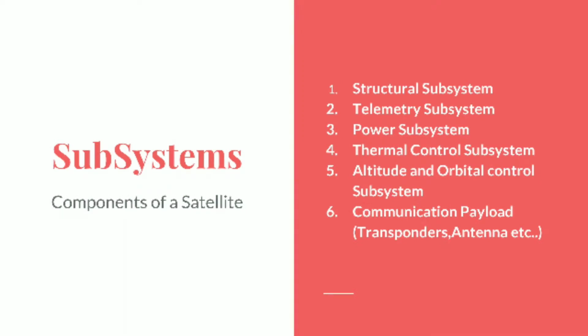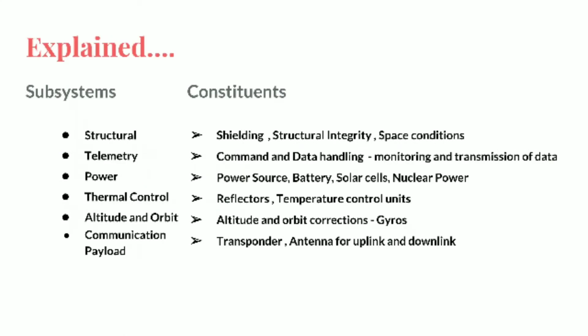These are the 6 generic subsystems which are available in almost every satellite. Apart from these, based on the application, for example, if it's a weather satellite, one or two of these subsystems might change or might be added. So what are the subsystems? They are structural, telemetry, power, thermal control subsystem, attitude and orbital control subsystem, and communication payload. I'm going to explain what these subsystems are.